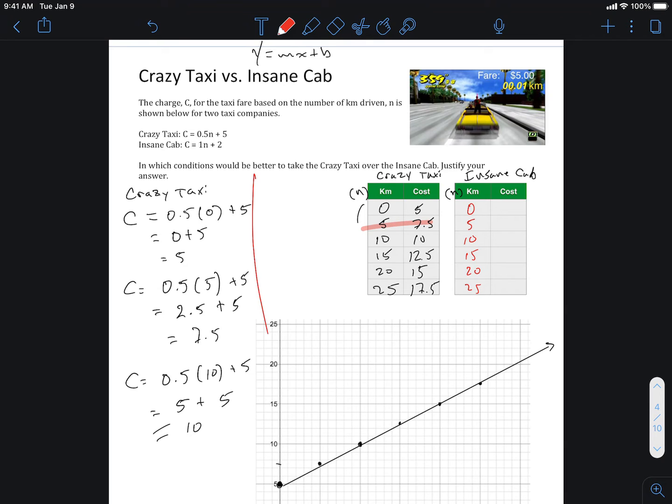So with Insane Cab, we know that C is equal to 1 times the number of kilometers driven, which in this case is just the axis, right? You're going to do the exact same thing here, plus 2. So you're going to start at 2, because 1 times 0 is 0. So there's the cost for driving no kilometers. You're getting charged $2 to just enter the cab. Then C is equal to 1 times 5 plus 2, which is equal to 7. And then C is equal to 1 times 10 plus 2, which is 12. Okay, so 7, 12. You get the idea again. We're going up by 5s. So 17, then 22, and 27.